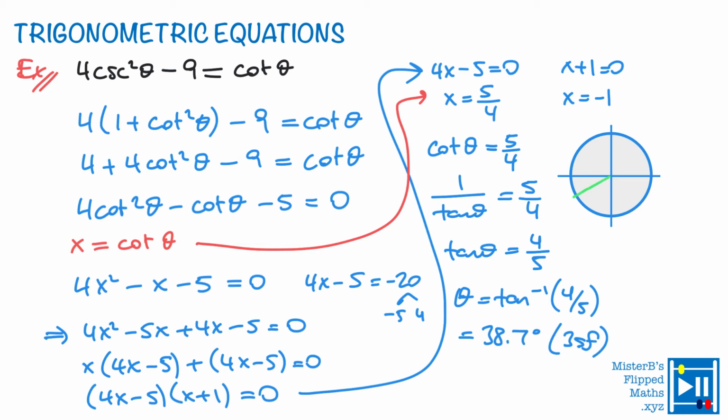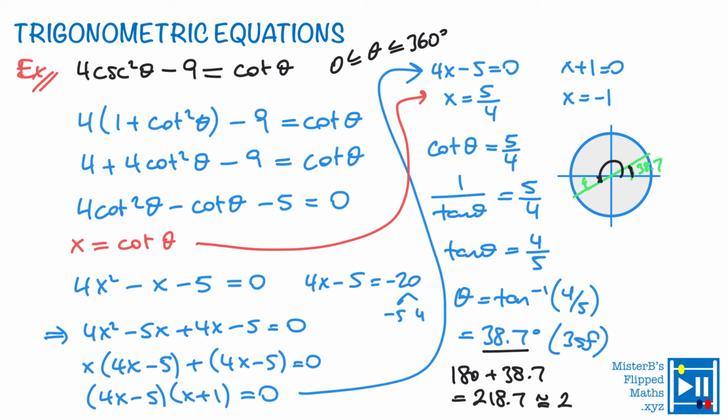On the unit circle, this angle is here, 38.7, and here as well. So just because the interval, which I haven't mentioned yet, is from 0 to 360 degrees, I should consider this angle and this angle altogether. So this one, 180 added to 38.7, I'm going to end up with approximately 219 degrees as the second solution. Certainly these two solutions come from x equals 5/4 or cotangent theta equals 5/4.